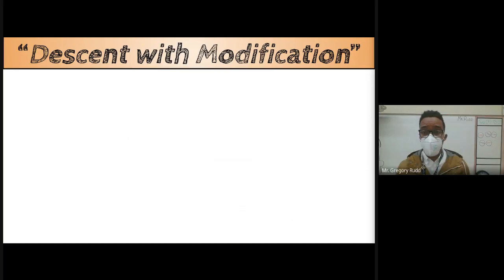Natural selection is one of the most important concepts in the class. It's going to help us understand evolution better, and then evolution is going to lead into some other important conversations that we'll have in the last month of school. But this idea of natural selection really starts with a conversation about descent with modification.